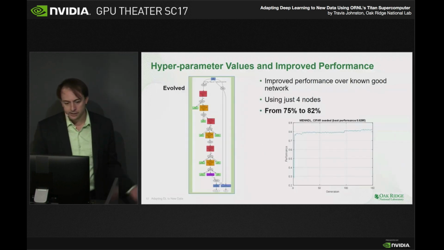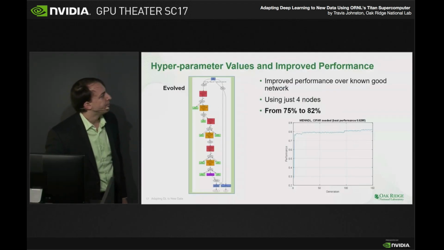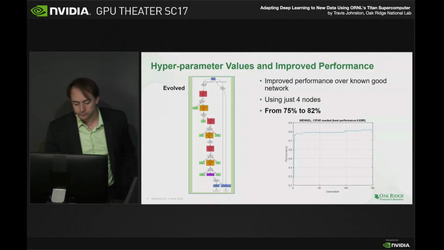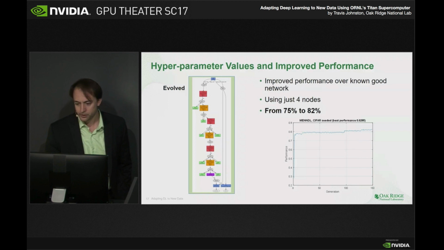If we seed the genetic algorithm with something that's already decent, okay, there we go. Sorry. We seed it with a network which is already good, so it's getting 75% accuracy from the get-go. Again, over a few days using 4 nodes, it evolves to something better, up to 82%. So CIFAR examples are sort of toy examples that everyone plays with. You have to test on that just to make sure your network is actually working.